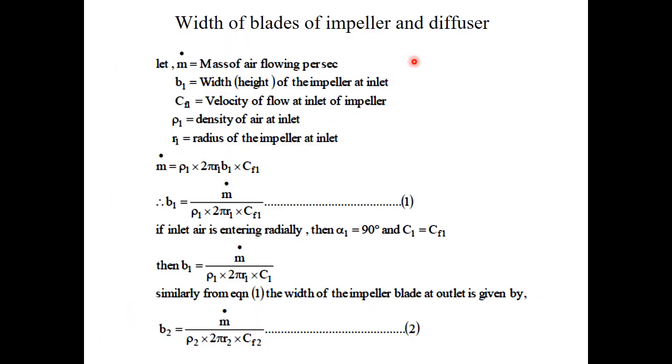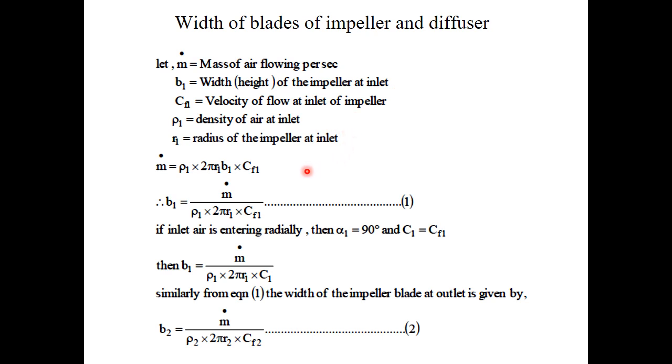Next we will find expressions for width of blades of impeller and diffuser. M dot equal to mass of air flowing per second, that is mass flow rate. B1 equal to width or height of the impeller at inlet. Cf1 equal to velocity of flow at inlet of the impeller. Rho1 density of air at inlet. R1 radius of impeller at inlet.